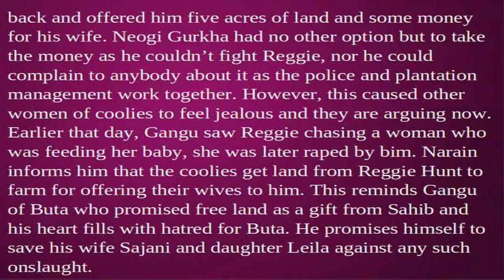Narain informs him that the coolies get land from Reggie Hunt to farm for offering their wives to him. This reminds Gangu of Buta, who promised free land as a gift from Sahib, and his heart fills with hatred for Buta. He promises himself to save his wife Sajani and daughter Leila against any such onslaught.